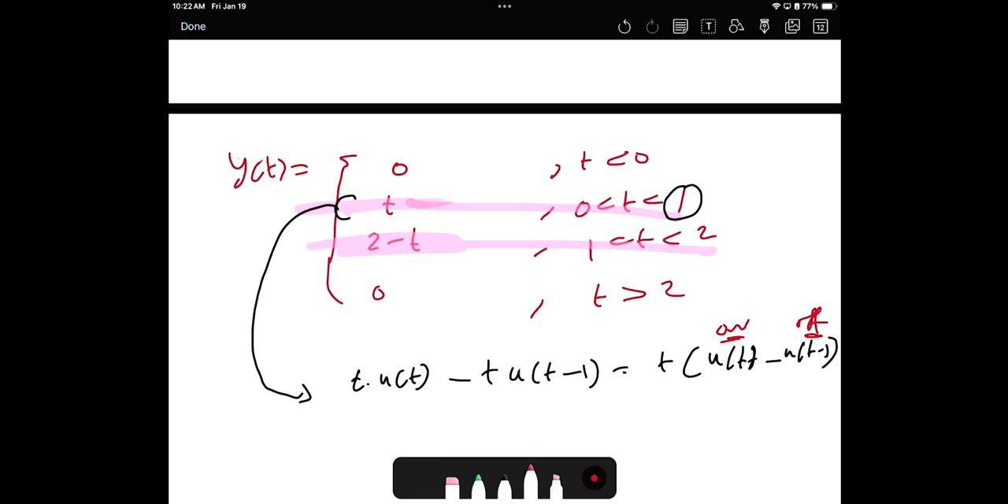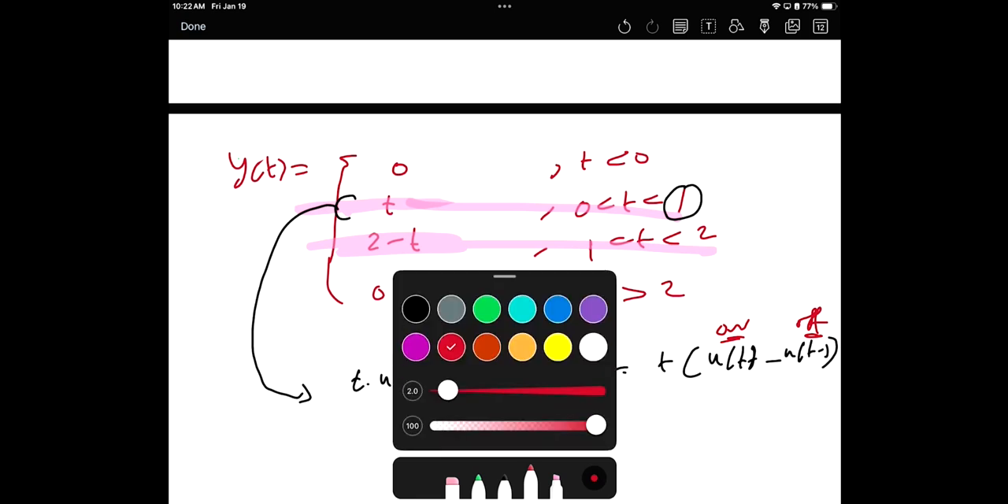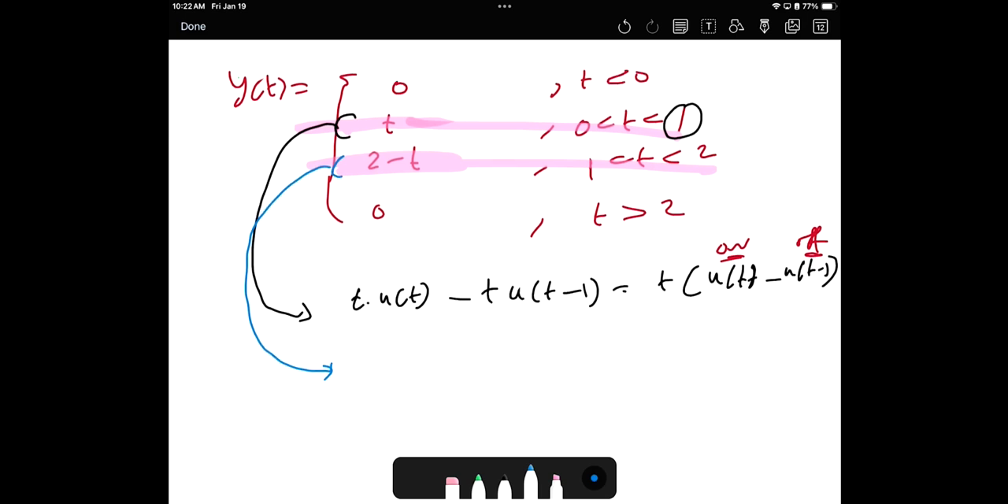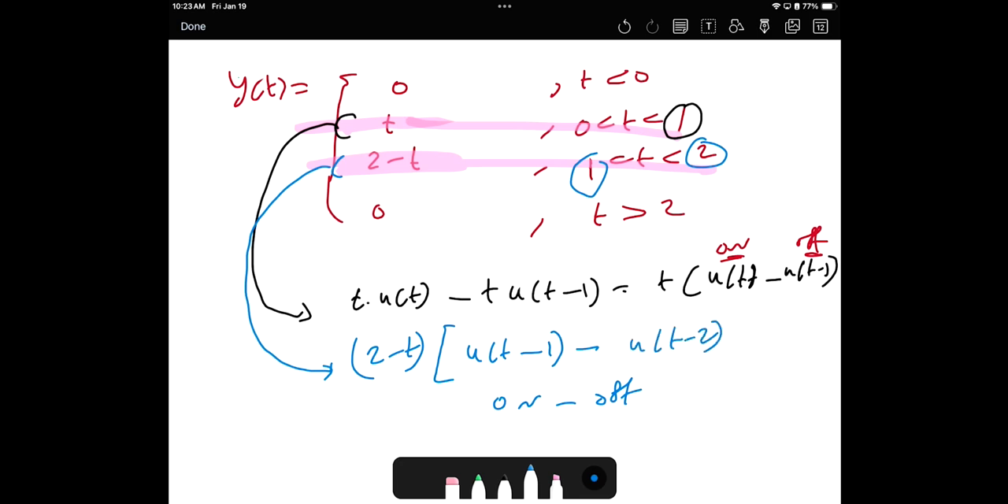The next thing is to do the 2 minus t. Look at the intervals. It will be activated at t equal 1. So therefore, we have a factor 2 minus t as a factor. Now, it will be activated at u of t minus 1. That's the activation time. Subtract the off. So it will be on minus off. It will be off at u of t minus 2. Okay? On minus off.